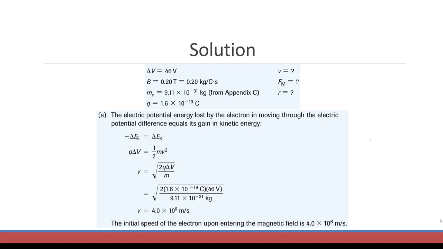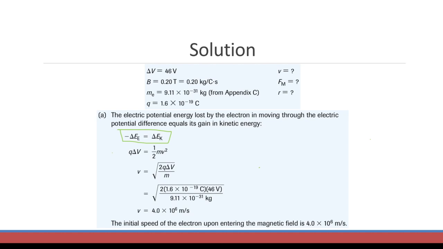Or as it moves more kinetically, I should say. So that means that we can say the change in electric potential energy is equal to the change in kinetic energy, because the electric potential energy lost by the electron is gained in kinetic energy as it moves.